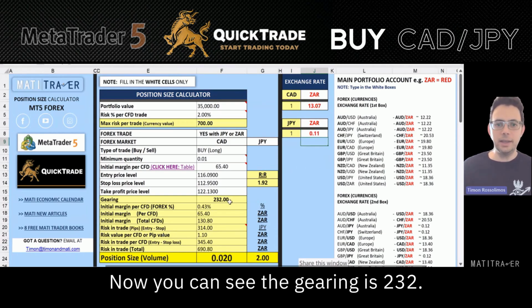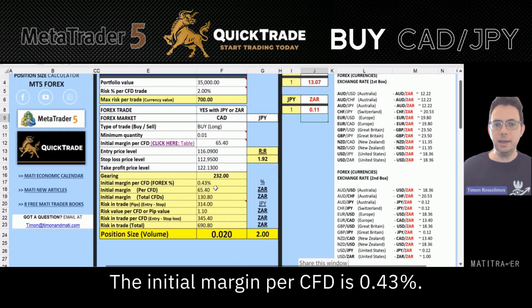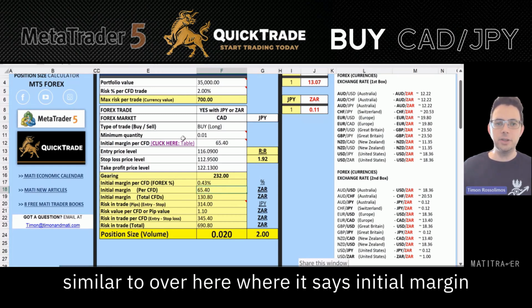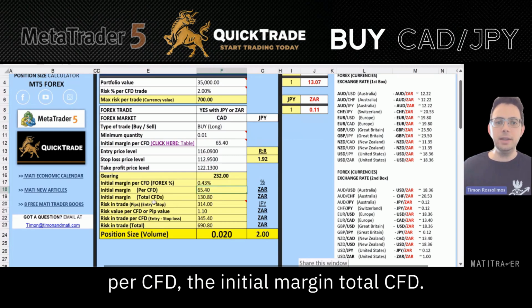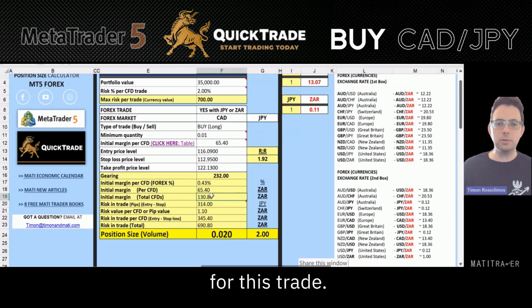Now you can see the gearing is 232. The initial margin per CFD is 0.43%. The initial margin per CFD is 65 Rand 40, similar to over here where it says initial margin per CFD. The initial margin total for the CFDs, so you're going to pay 130 Rand and 80 cents for this trade.